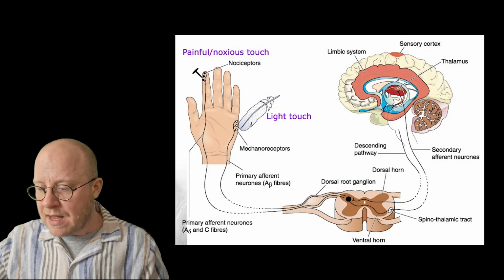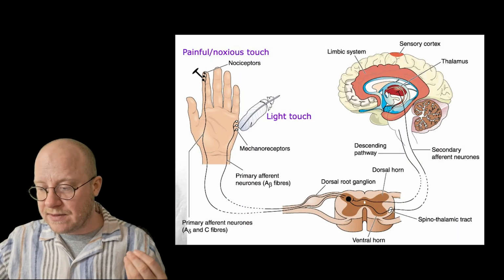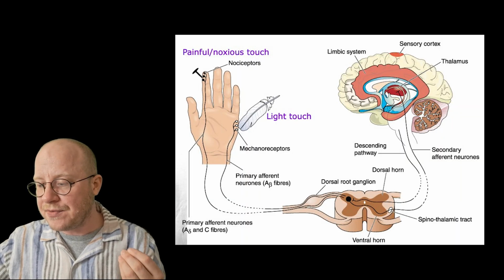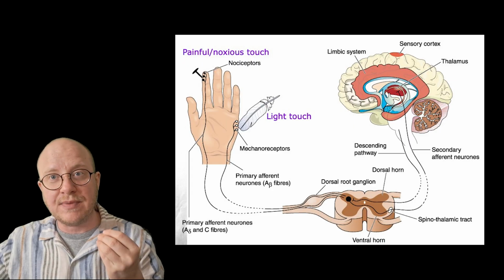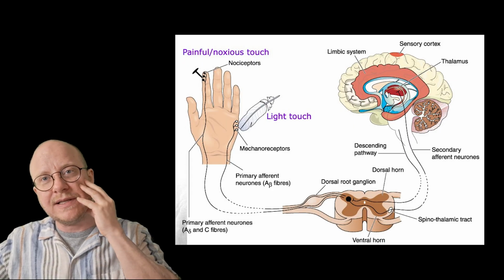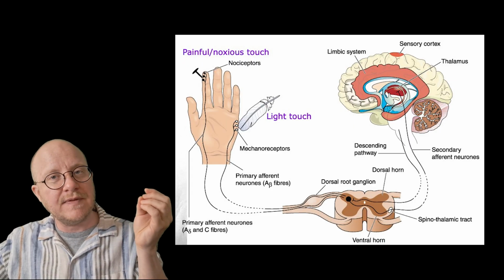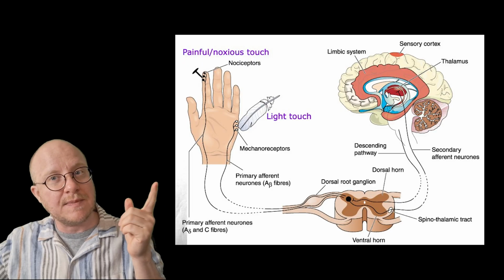Example of a specific sensory path. The skin of your fingertips contains mechanoreceptors that sense pressure, okay? So if I go like this, I feel this pressure on my fingers, that's my mechanoreceptors.